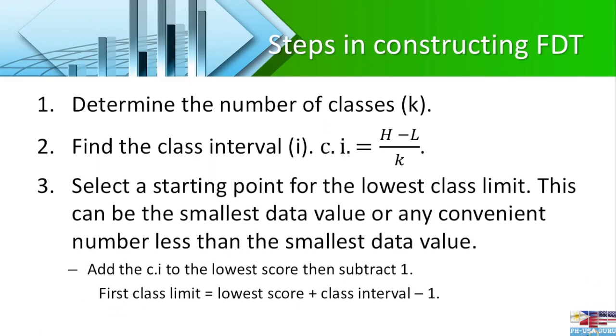Third step, select a starting point after you determine the number of classes and the interval for the lowest class limit. This can be the smallest data value or any convenient number less than the smallest data value. How to find the first class limit? It's very simple. Just add the class interval to the lowest score, then subtract 1. The formula is: first class limit equals lowest score plus class interval minus 1.